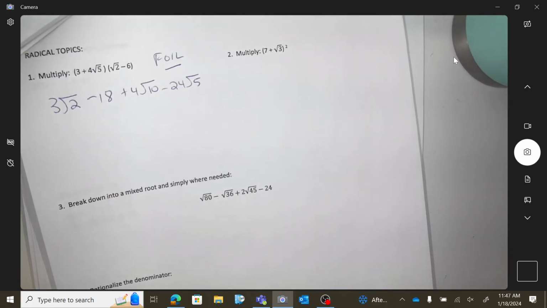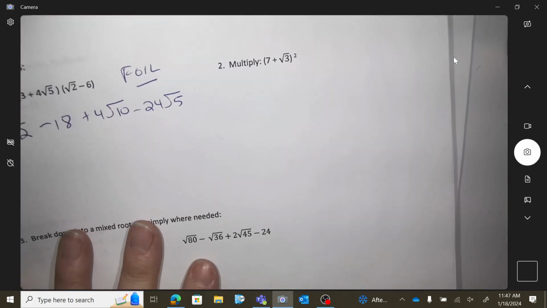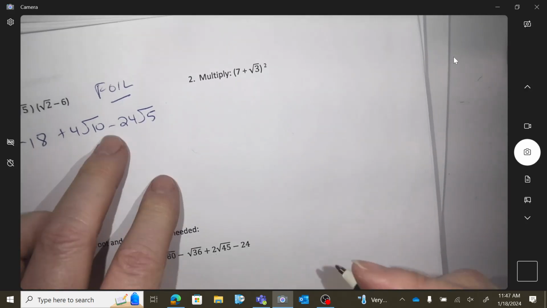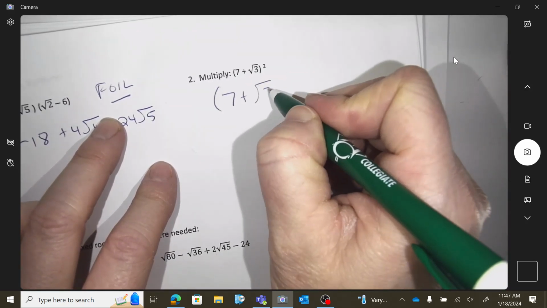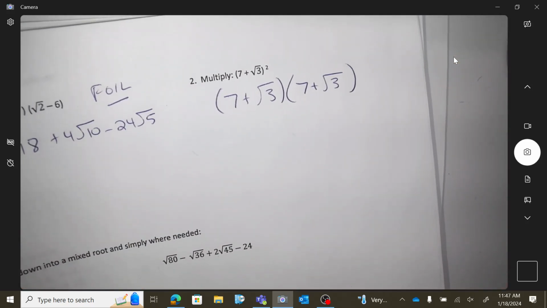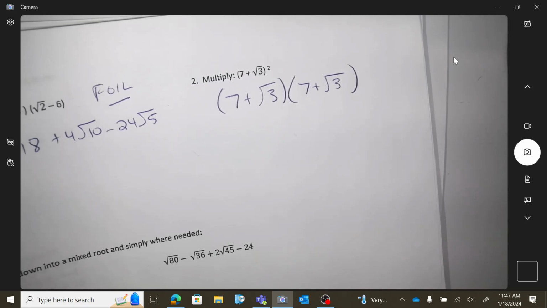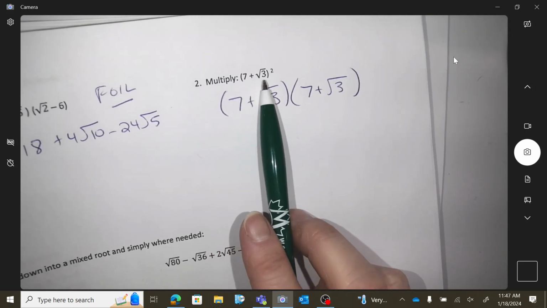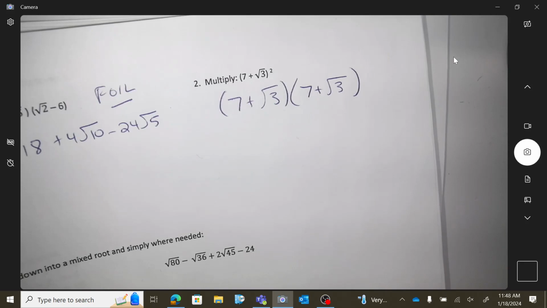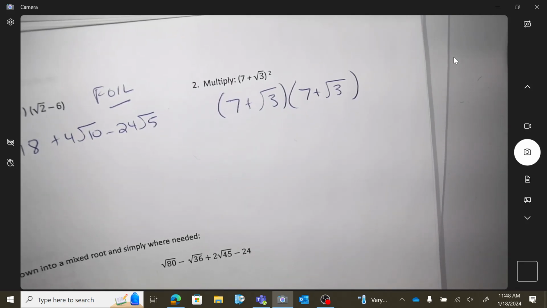What happens when you see something squared? Binomial squared. What is the strategy? To repeat its multiplication. Please write it out twice. Don't try to square this and square that. It's not individuals. It's a grouping that you're squaring. It's not individuals squared. Okay, and then start the FOIL process. Go ahead.